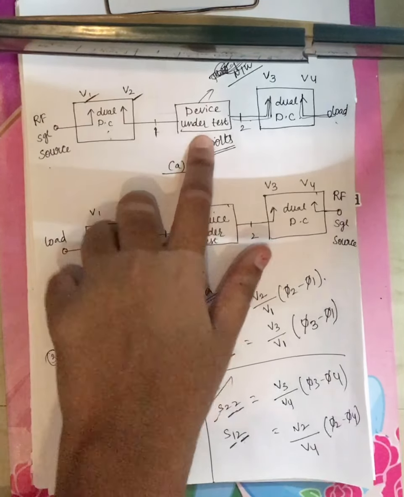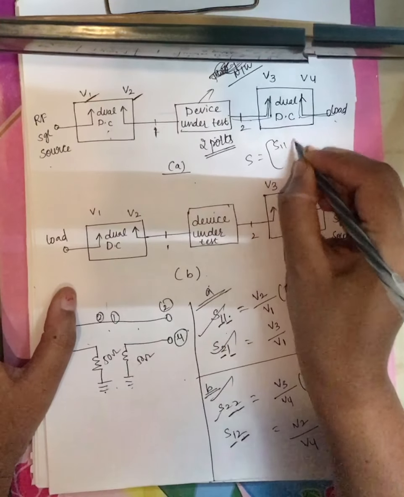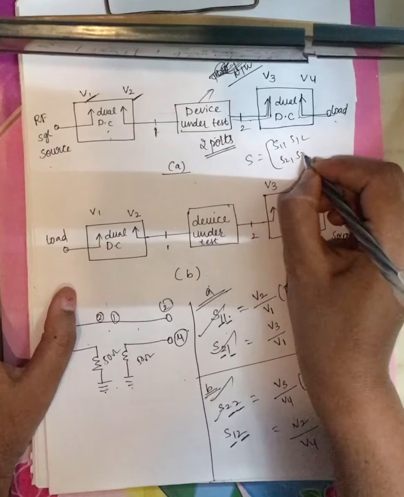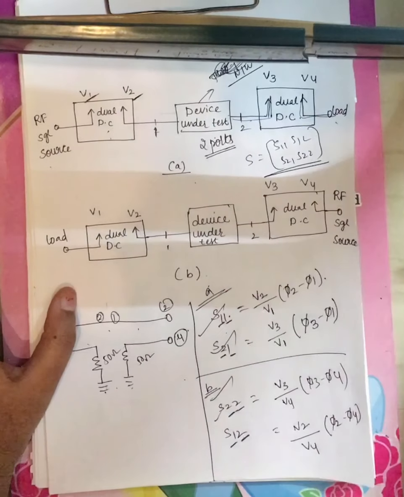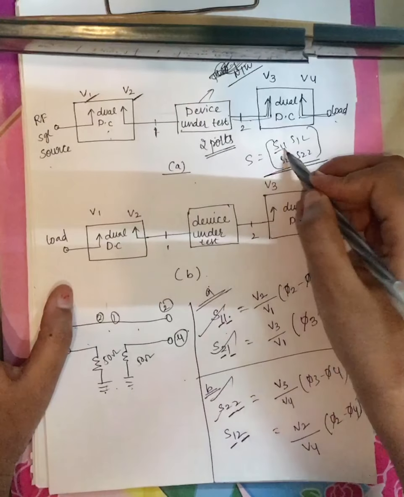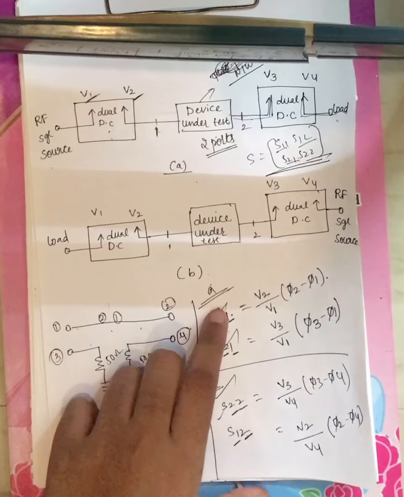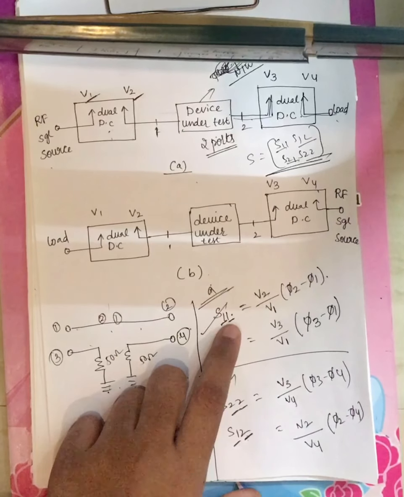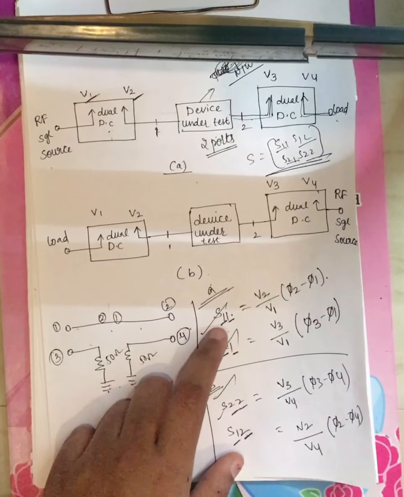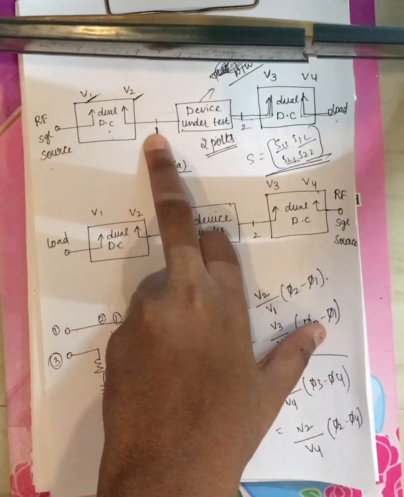Now it contains 2 ports, right? Now what is the order of the S matrix? 2 by 2: S11, S12, S21 and S22, right? It is a 2-port device. Since we will get a 2 by 2 matrix, we have to find out the S11 value, S12 value, S21 value and S22 value. Now coming to setup A, we can measure S11 and S21 because input is connected to port 1.